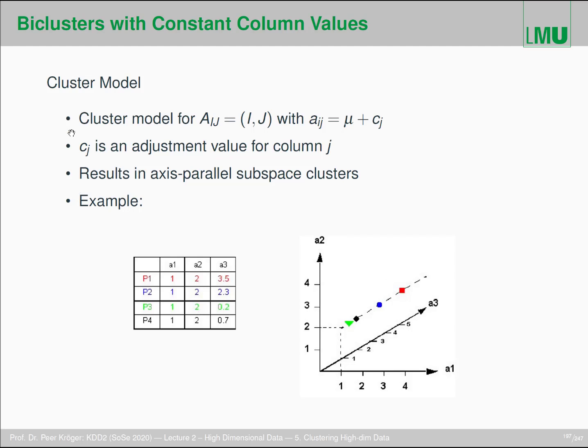Yeah, and then we have biclusters with constant column values. So the cluster model is now a little bit different. It says that we have a constant value, but we have an adjustment for column J. Within each column they are constant, but over the columns you have an adjusting value, so to say.